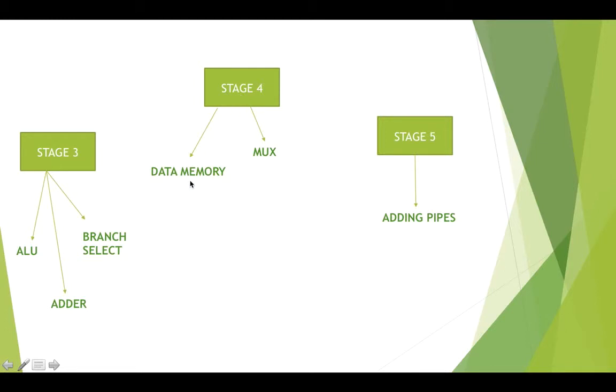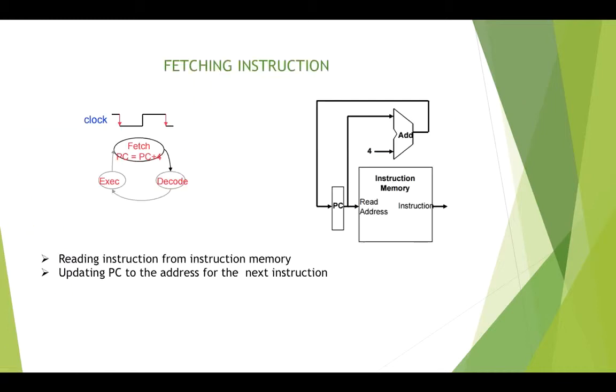Stage 4 consists of a data memory and a mux. The data memory is nothing but the on-chip memory to store the data. The mux here is added to select either the data memory output or the ALU operation depending upon the instruction. Stage 5 is nothing but the register write back stage. It selects the right data and then writes it to the register. And adding pipes means this stage converts a single cycle data path to the 5-stage pipeline architecture.